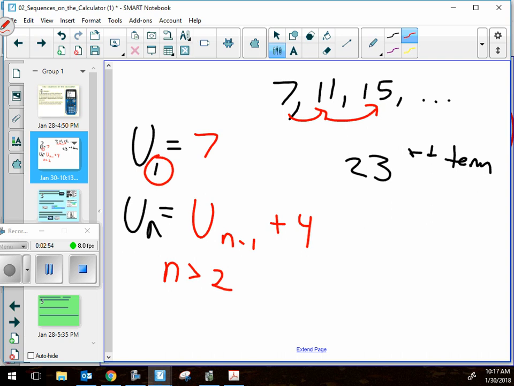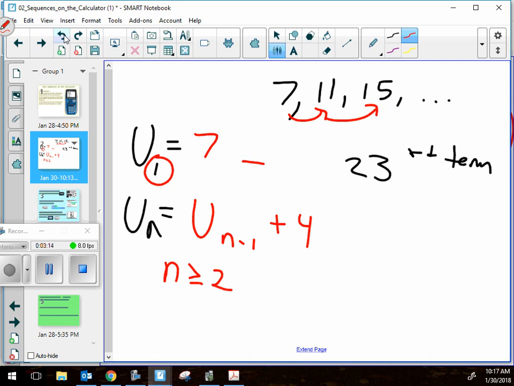Actually, it should be greater than or equal to. I think you said that, but I didn't write it right. Greater than or equal to 2. Because it will work for the second term. It'll start working on the second term. Because I can look at the second term and say, oh, take this and add 4. All right, anyway, if you forgot the domain, it's no big deal. Just put it in there.